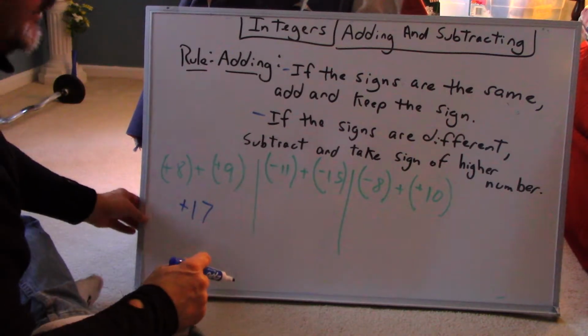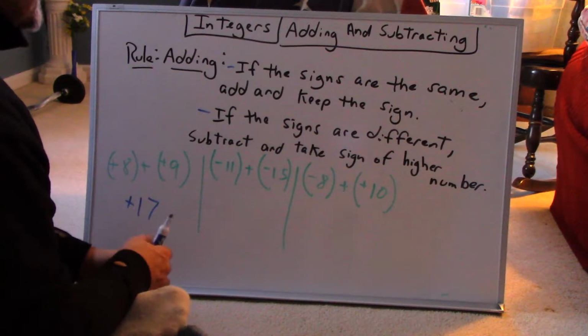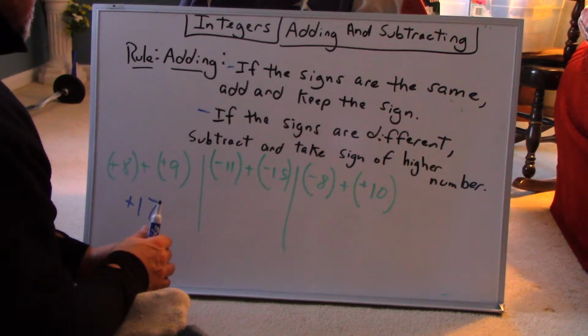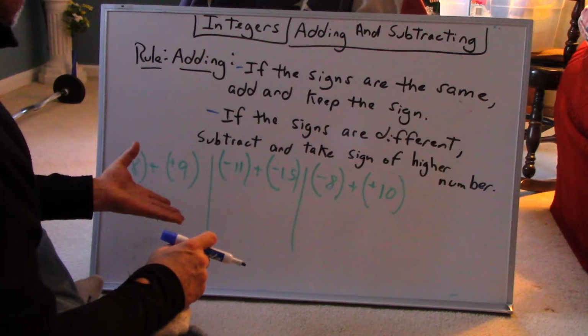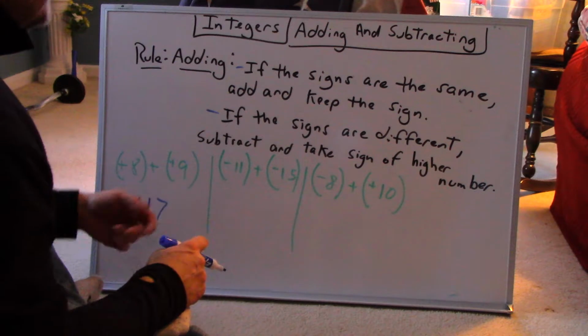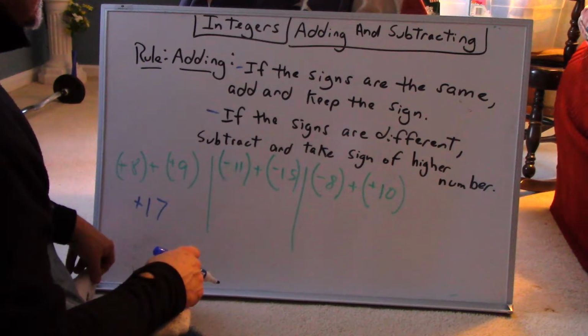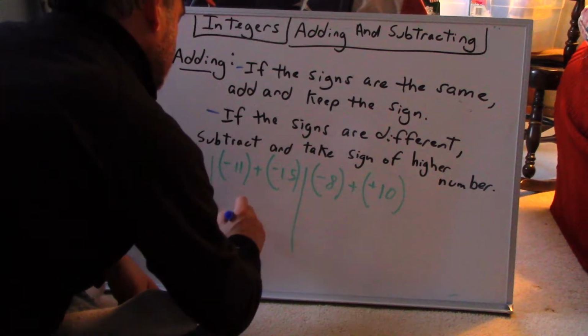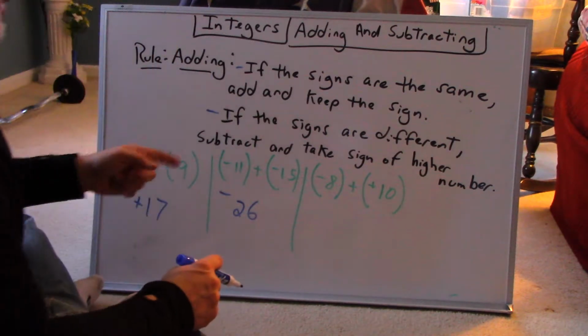That's positive 17. I have negative 11 plus negative 15. So what's my rule? If the signs are the same, keep the sign. So I just add 15 and 11, and that's 26, and I keep the sign, negative 26.